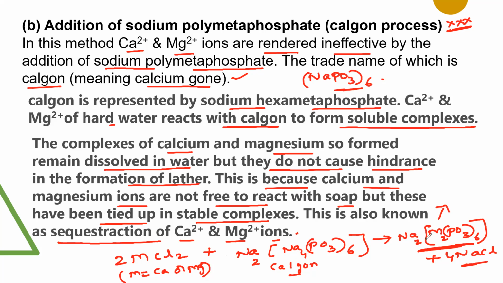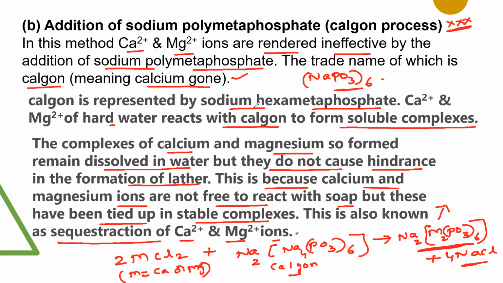So this is the complex formed. In this way we can remove calcium and magnesium salts from hard water, which makes water soft. So what is Calgon? Calgon is nothing but sodium hexametaphosphate. Calgon means calcium gone.